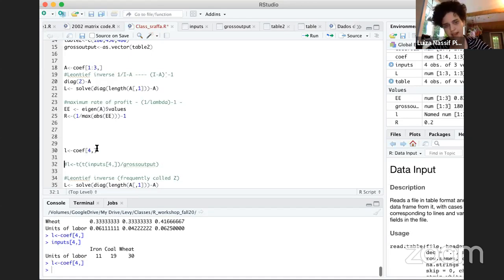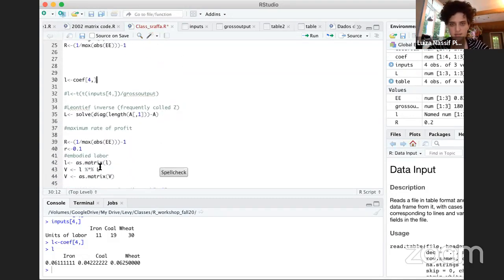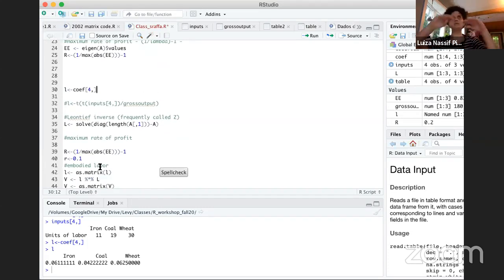So my labor coefficients vector is the last row of my coefficients table. And this is telling me directly how much labor goes into the production of each of these goods. But the same way that you have a multiplying effect for physical inputs, you also have a multiplying effect for labor itself. And that multiplying effect is calculated by the Leontief table, right?